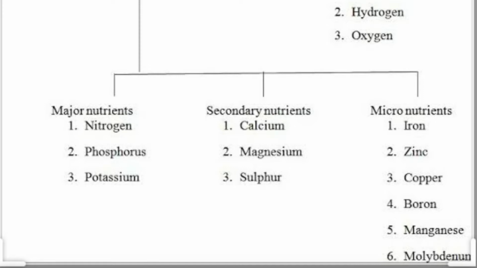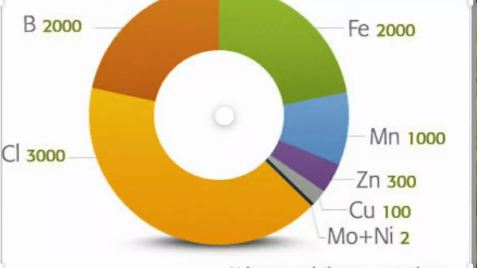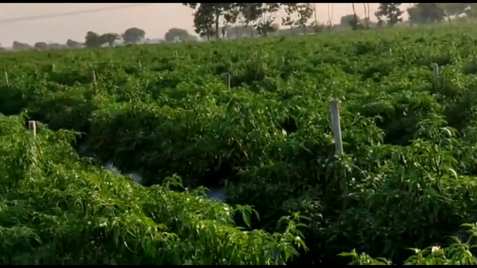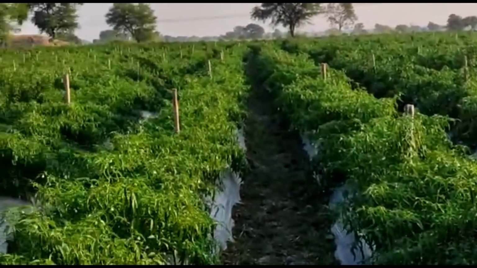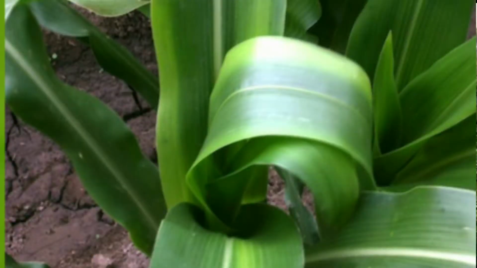We will see what these micronutrients are, and how we are going to predict deficiencies in plants. In this particular diagram, we will see the portion of micronutrients required for the plants: boron, chlorine, ferrous iron, manganese, zinc, copper, molybdenum, and nickel. Generally, whenever these micronutrients are deficient, the plant will immediately show it.